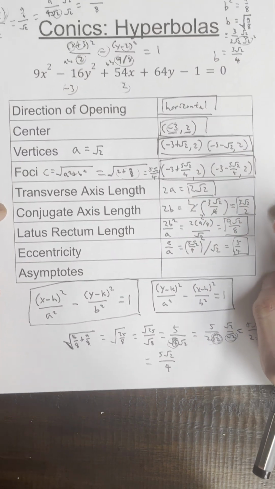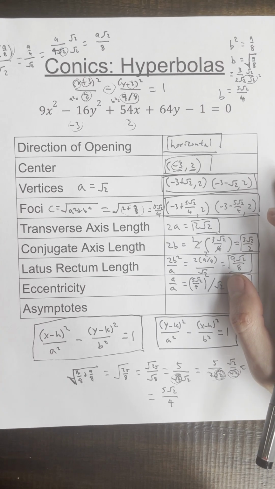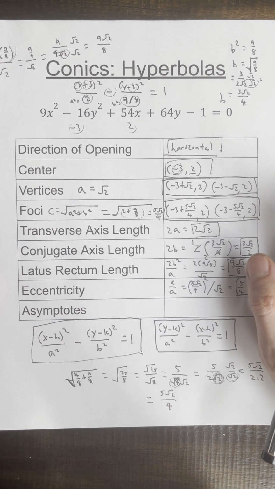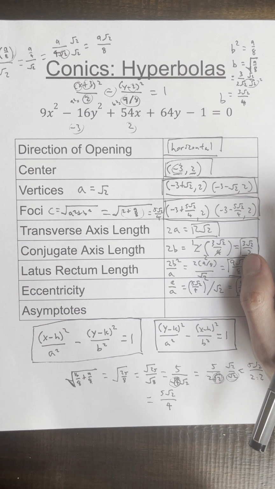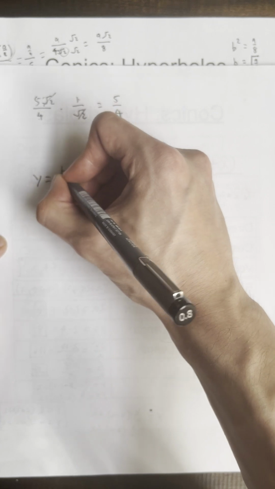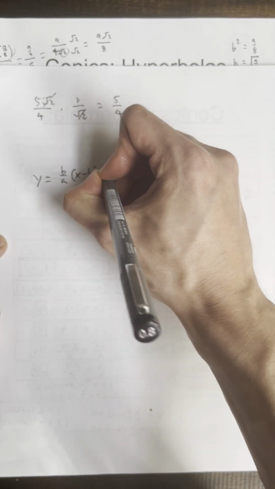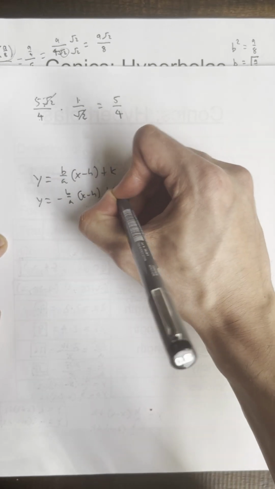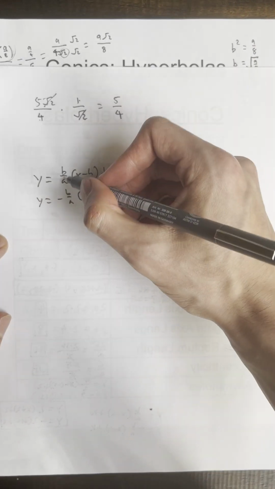How do we find the asymptotes? Okay, so with the horizontal hyperbola, the formula for asymptotes, here I'll just use the other sheet of paper, is y equals b over a times x minus h plus k, and y equals negative b over a times x minus h plus k. So we just plug in a, b, h, k into here.